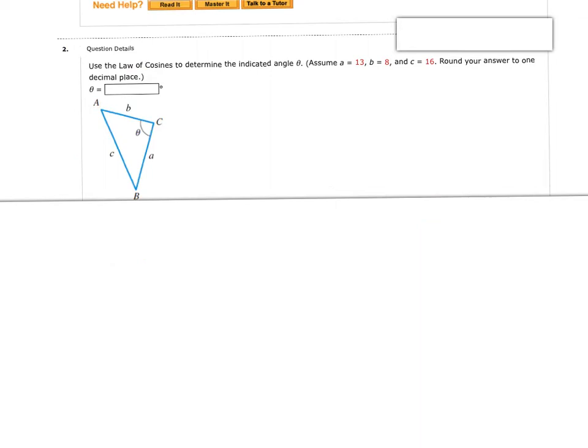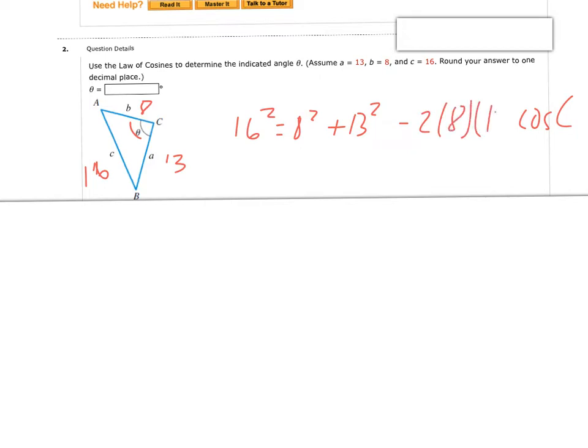All right, next up here, they want us to find this missing angle, and they give us all three sides. They say this one's 13, this is 8, and that's 16. So this one we're looking for the angle, so I'm going to build my law of cosines again. Since I'm looking for angle C, I have to put big C out front, and the other two sides I'm going to square, minus 2 times 8 times 13.